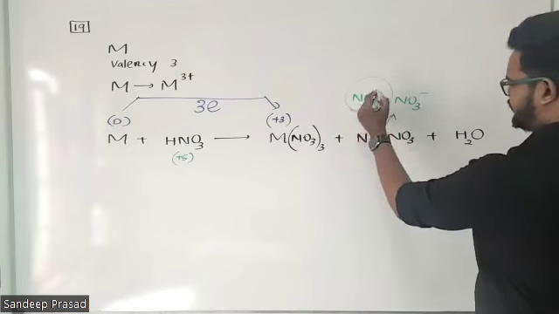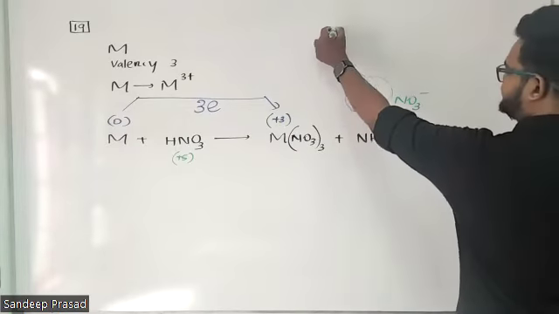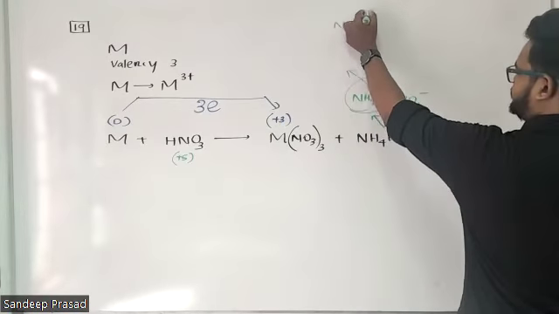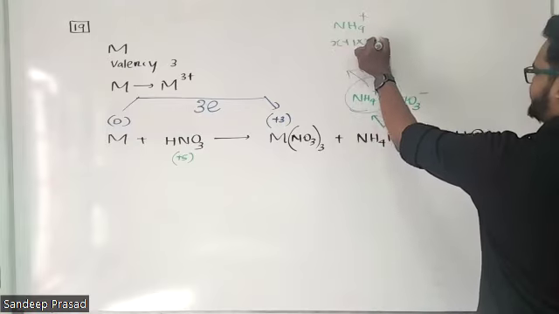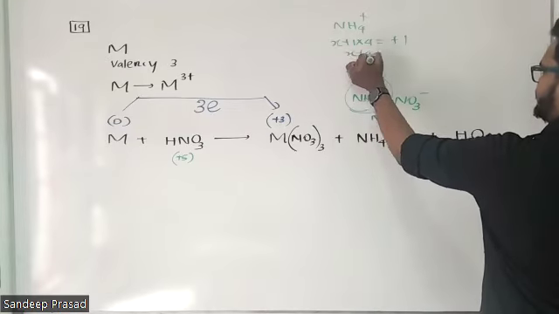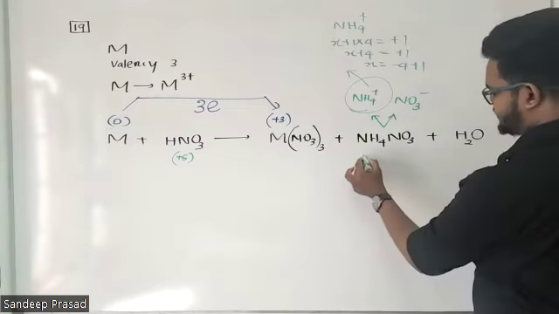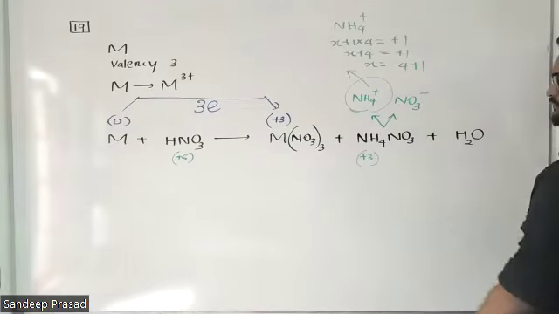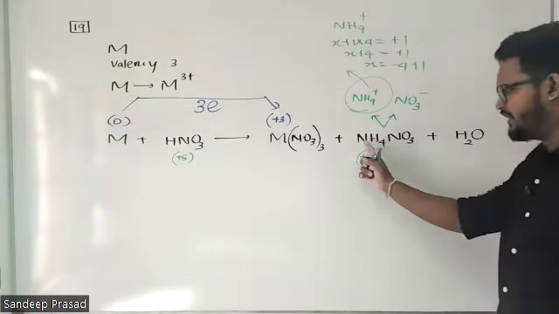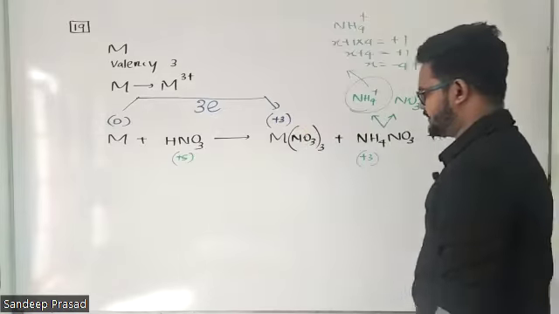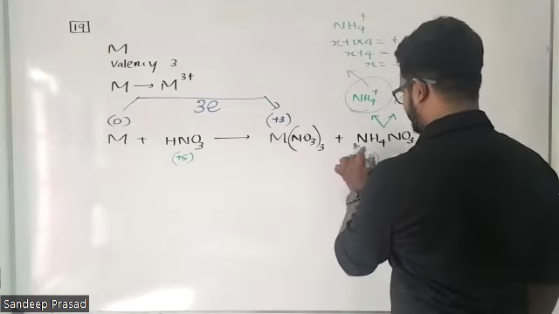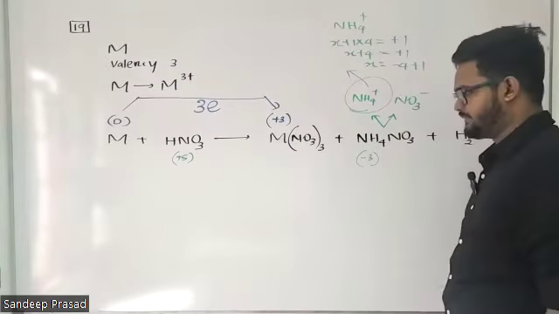But in ammonium, we know the oxidation state of nitrogen is x plus 1 into 4, summation is plus 1. Then x plus 4 equals plus 1, x equals minus 4 plus 1, that means minus 3. The oxidation number is minus 3 for this nitrogen atom, only one nitrogen atom here. Plus 5 to minus 3.